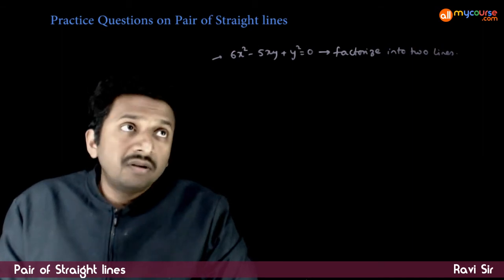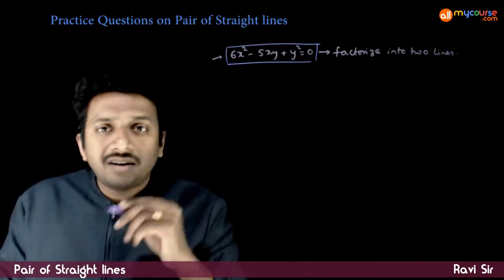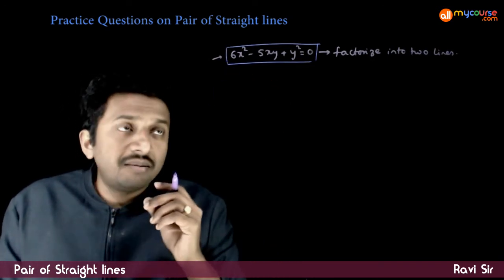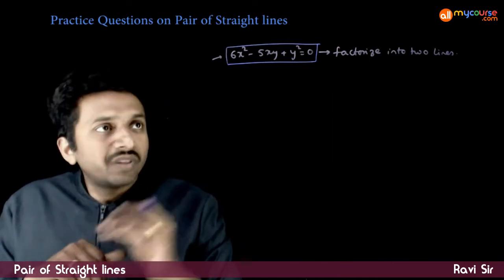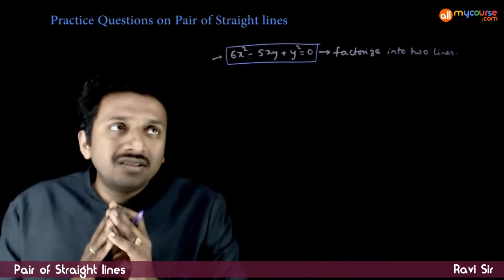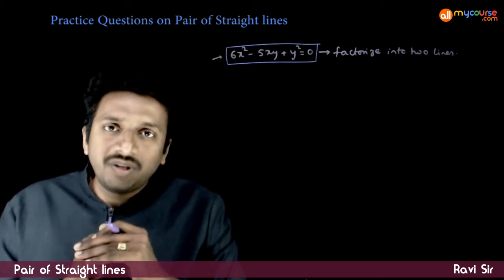In this question, you're asked to factorize 6x² − 5xy + y² = 0 into two lines. This is a homogeneous equation, so this is very easy to factorize. You can factorize it by assuming this as a quadratic.